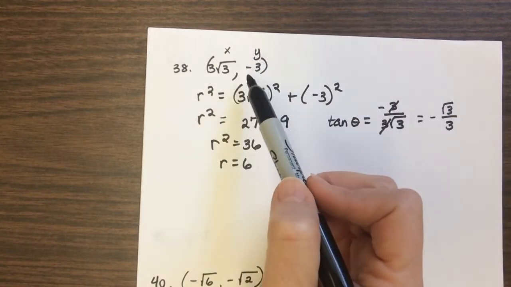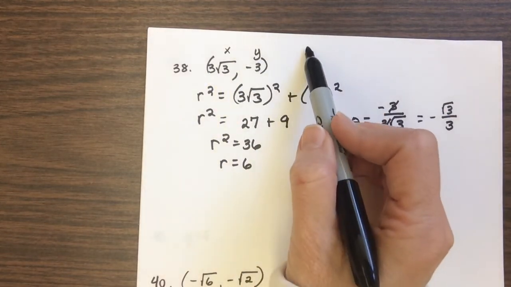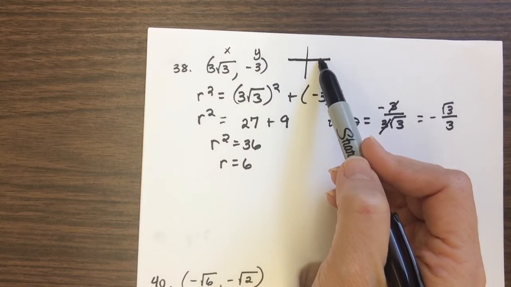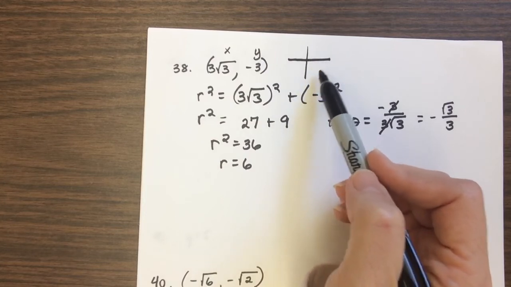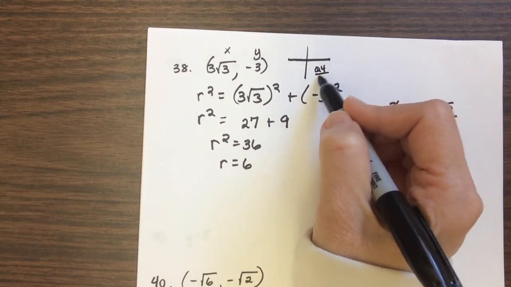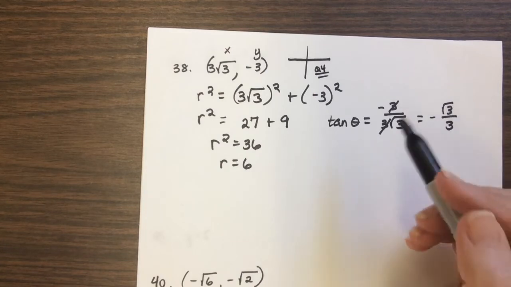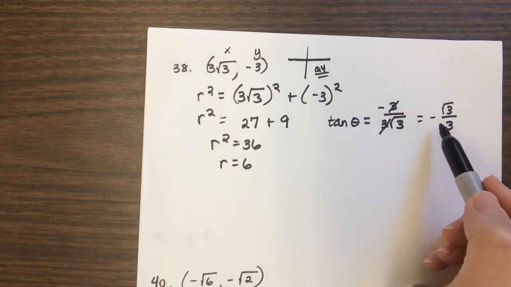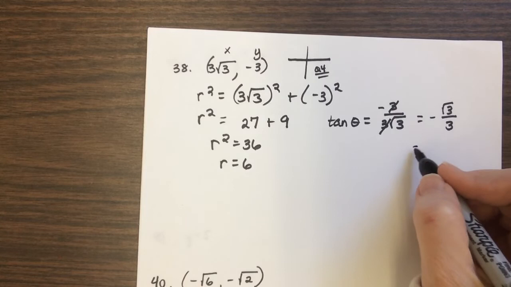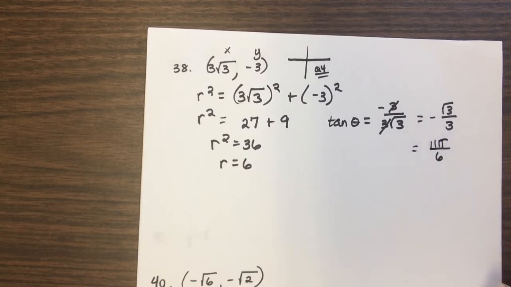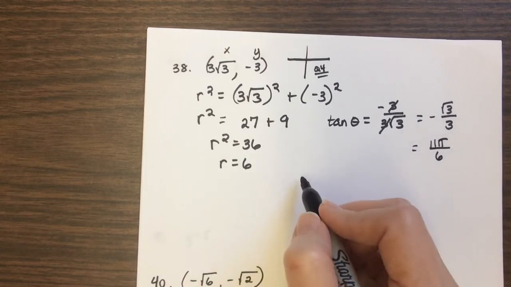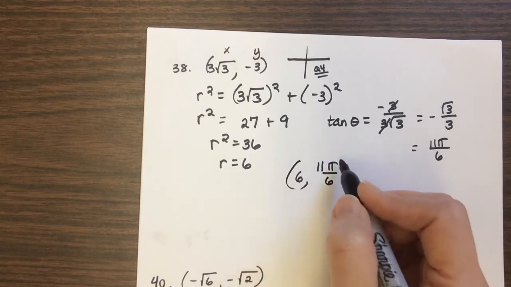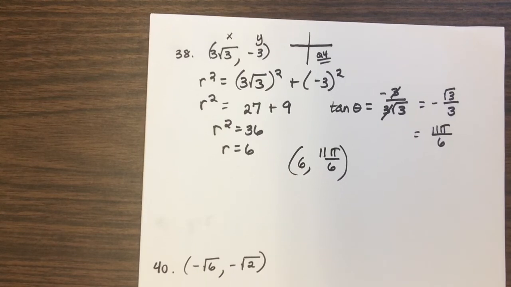This is where I'm going to have to go back and think about where this point would be. If I were graphing this point, I would go to the right square root of 3 times the square root of 3, and I would go down negative 3, which means I'm in quadrant 4. That tells me where I need to pull this angle out of. So I'm in quadrant 4 to get the negative, and that's going to be 11 pi over 6, or 330 degrees. So my polar coordinates in this case are 6, 11 pi over 6. I'm going to do one more of those.